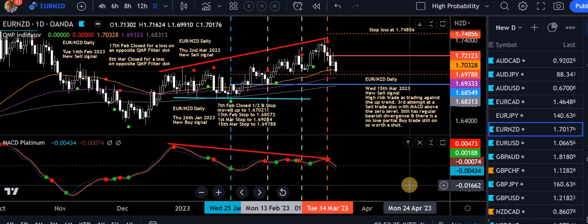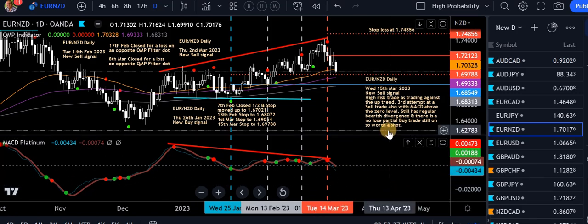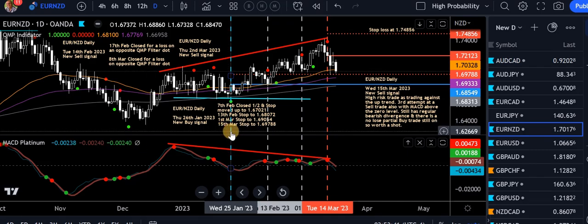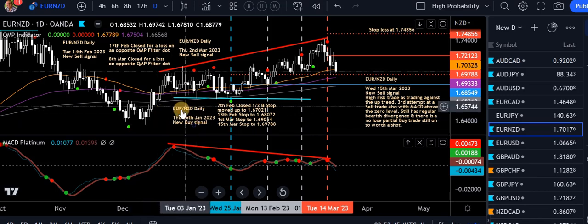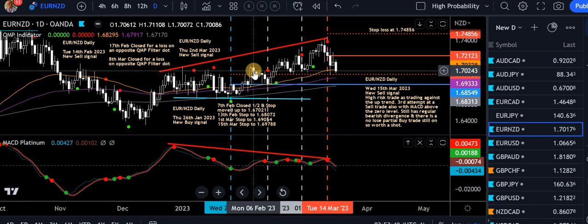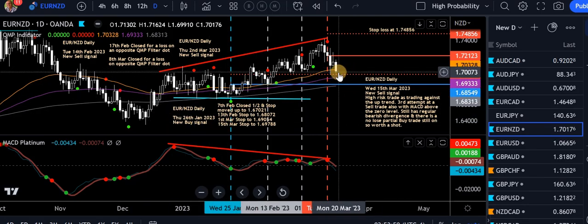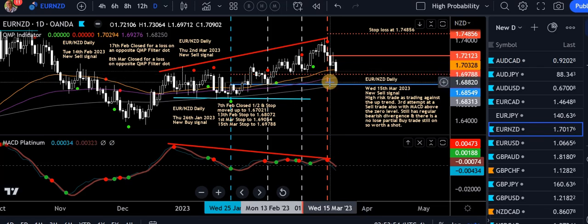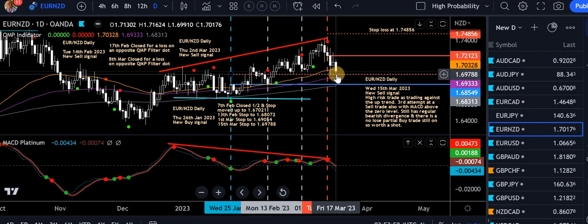Euro New Zealand. What are we in here? A lot of writing on the chart. Oh, we're still in this buy, from the 26th of Jan. Where's that? Here. And we've taken some trade action. There's a stop there. We can't lose. Very close to being stopped out on Friday. It wasn't. So we're still in this just. No big deal. We can't lose on it.